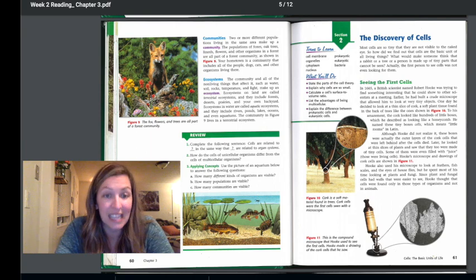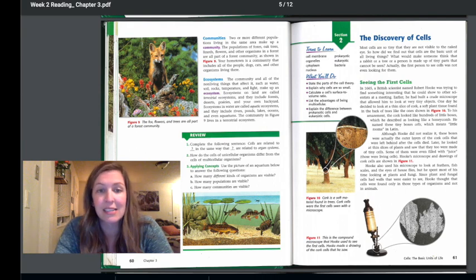One step more, we get to ecosystems. The community and all of the non-living things that affect it, such as water, soil, rocks, temperature, and light, make up an ecosystem. Ecosystems on land are called terrestrial ecosystems, and they include forests, deserts, prairies, and your own backyard.